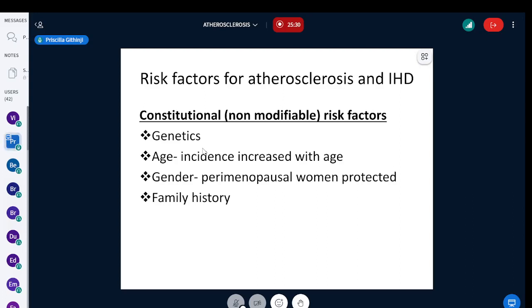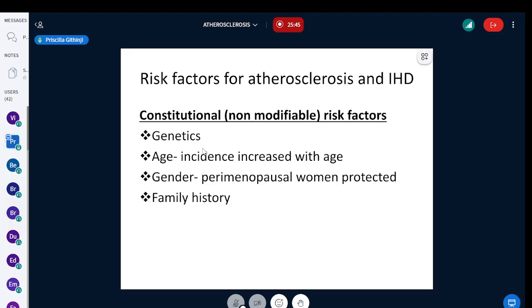Then age. Atherosclerosis, we've said, is a progressive disease. So incidence increases with age. So as you age, the chances of forming atheromas and atheromatous plaques increase.